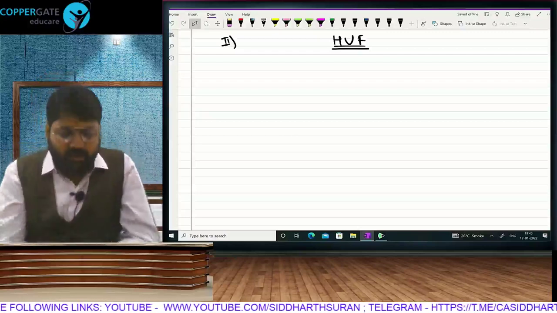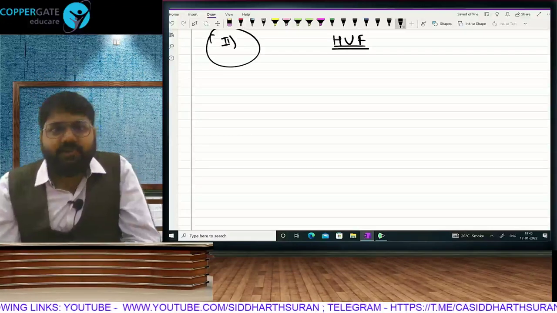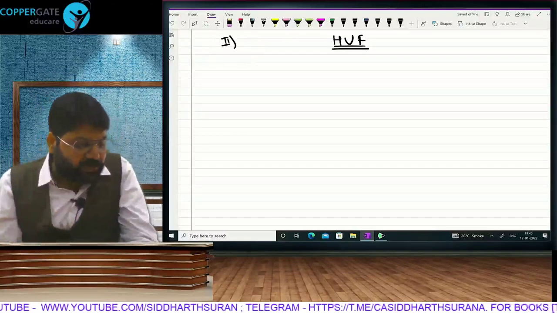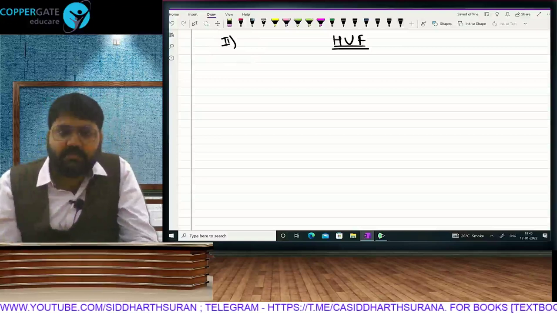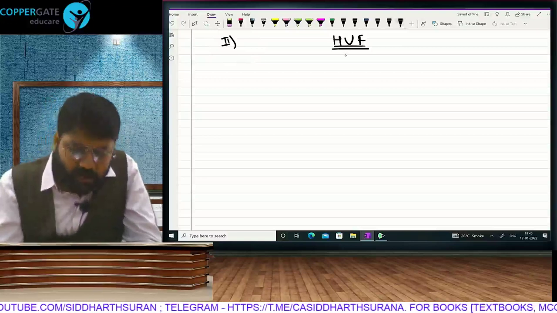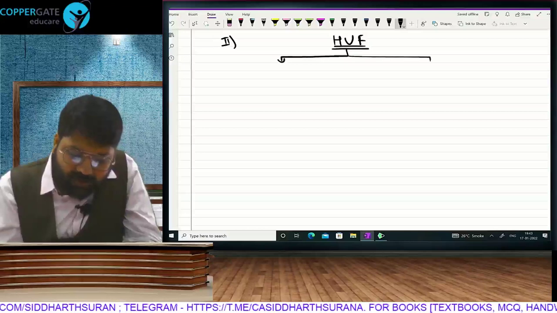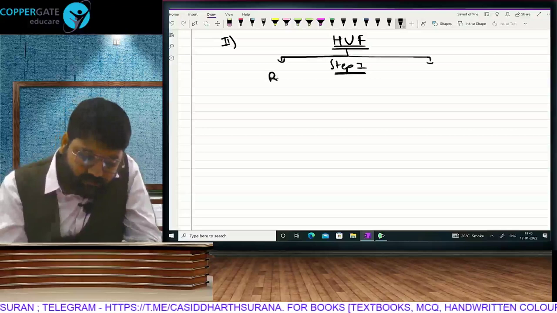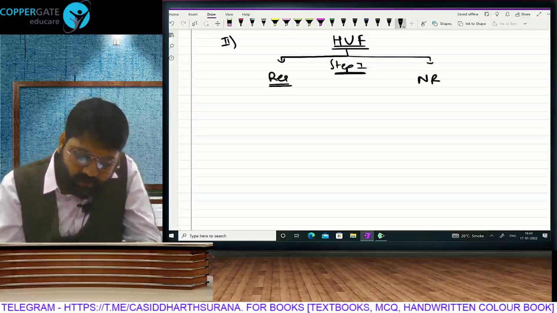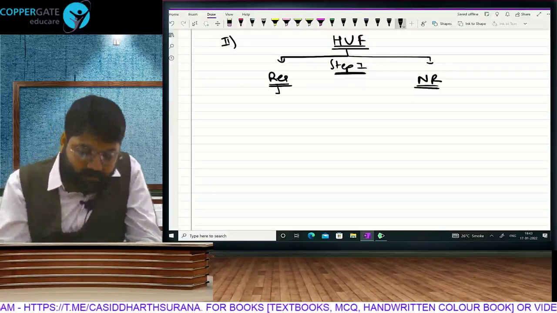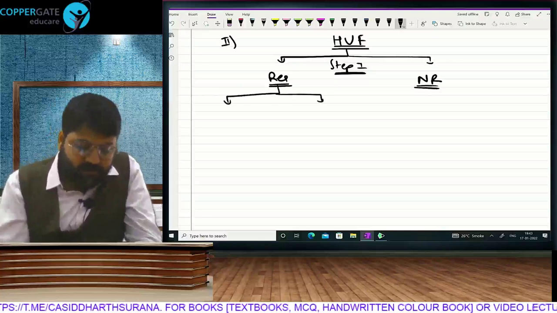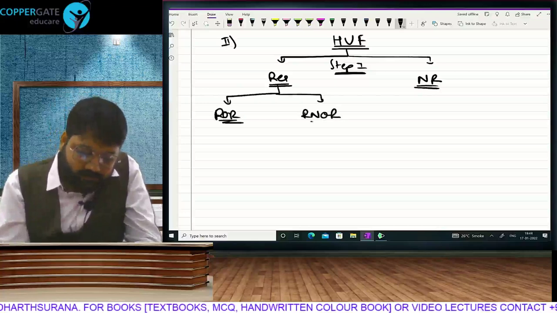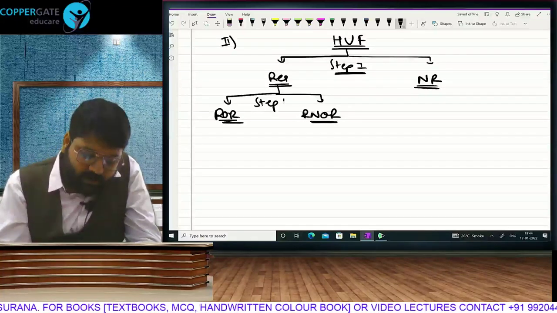Second assessee. You understand the numbering two? For individual, we wrote one. So now we are going to the second assessee. Do we know HUF is also a person liable to pay tax under income tax? Yes, HUF will also be divided into step number 1. What will be step number 1? Resident and non-resident. And resident will further be divided into ROR or NOR in step number 2.